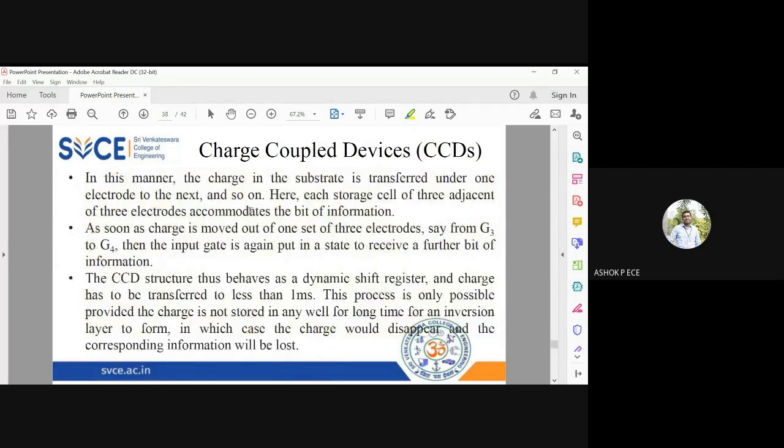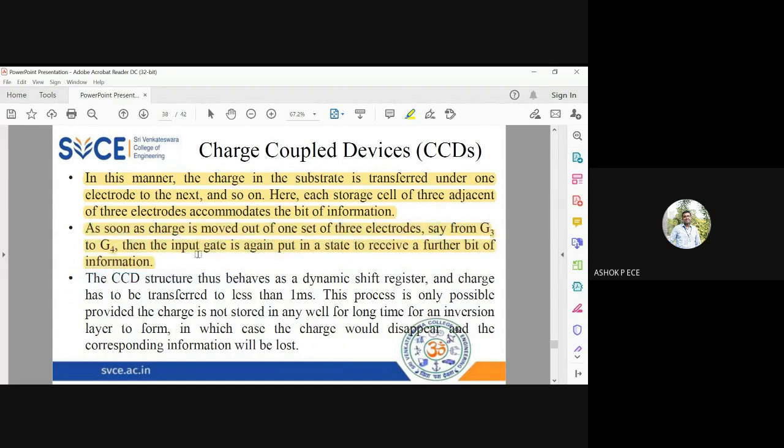So in this manner, you are going to transfer the charge carriers under one electrode to the other electrode. Hence, storage of each adjacent cell accommodates bits of information. So we assume that each cell is going to accommodate one bit of information. So as soon as the charge is moved out of the electrode, say from G3 to G4, then the input gate is again put in a state to receive a further bit of information.